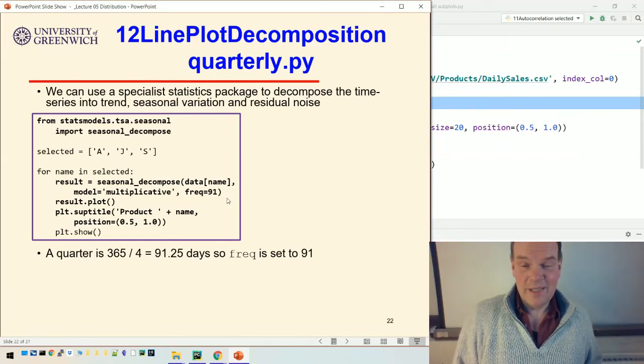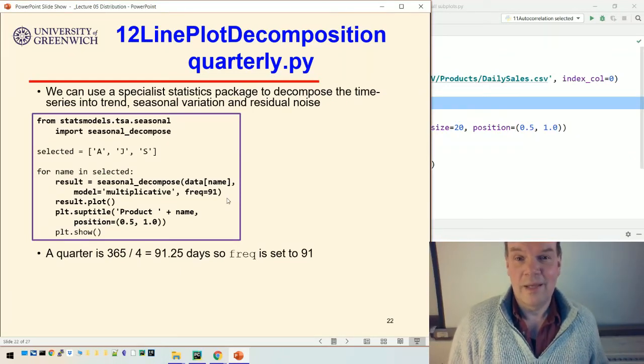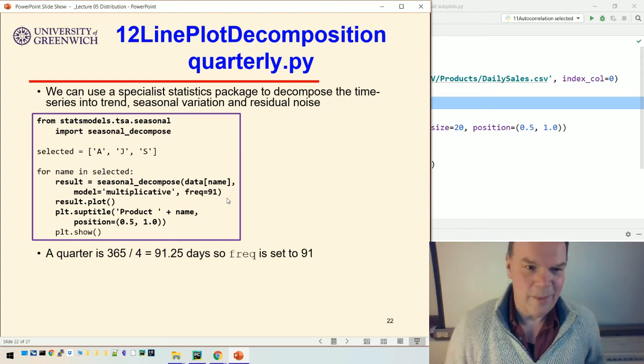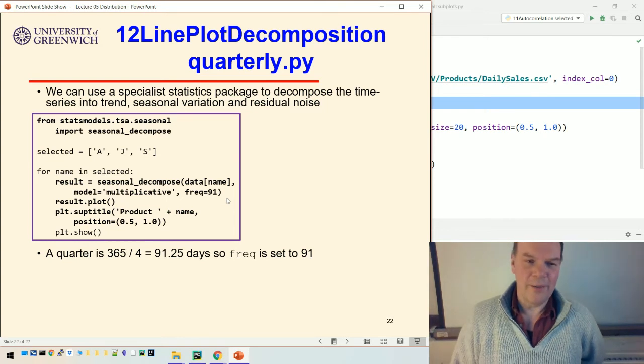Okay, so now we've detected that seasonal behavior. You can actually go even further. You can use a specialist statistics package to decompose the time series, the line, into the trend, the seasonal variation, and residual noise. Now, I'm sort of hesitant to introduce this because I'm not quite sure how accurate this is. It does a pretty good job, but let me show you it anyway.